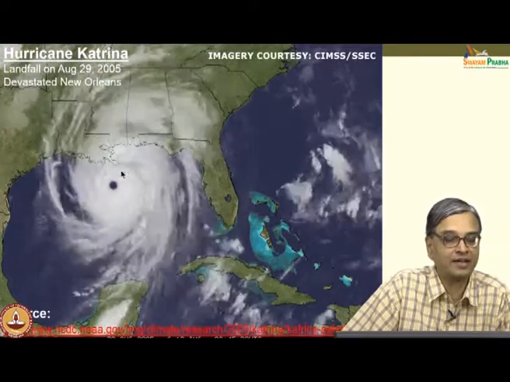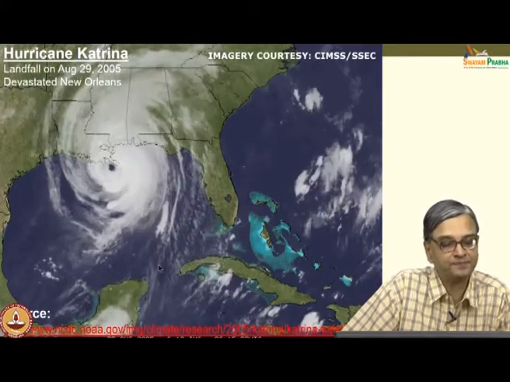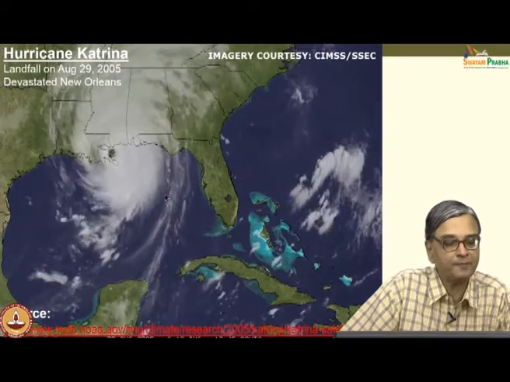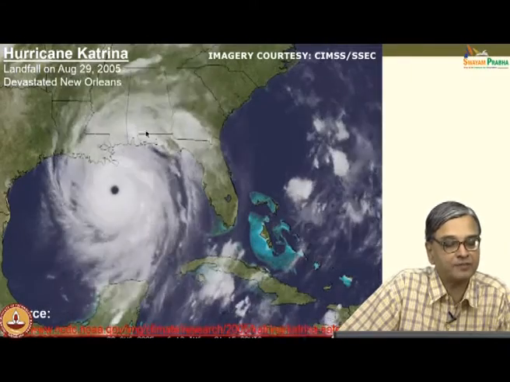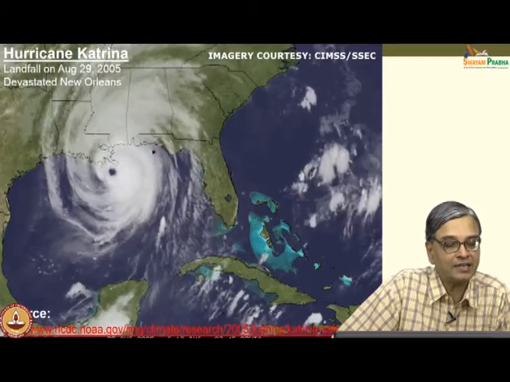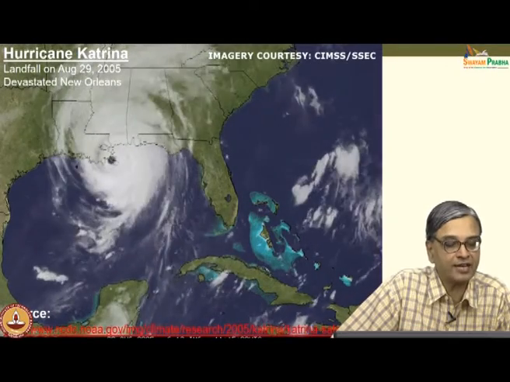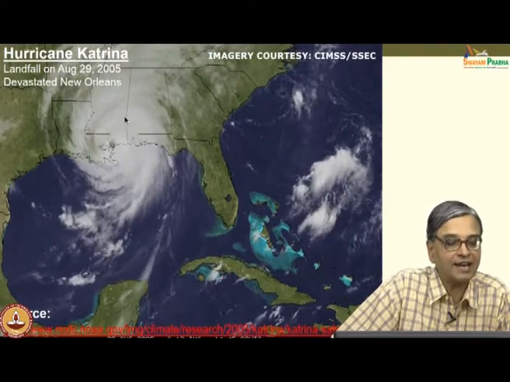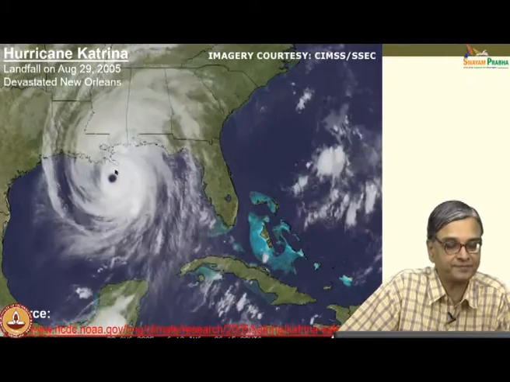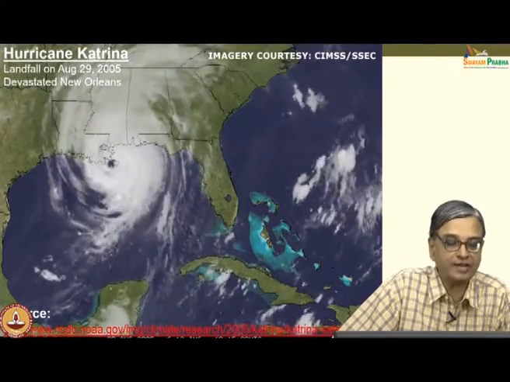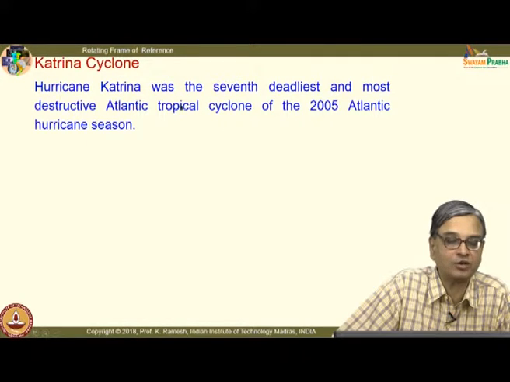So, you have Hurricane Katrina, this is in the northern hemisphere, and you could observe the rotation of this cyclone. It is an anti-clockwise rotation, and there is also data on how severe the cyclone Katrina was. This was the 7th deadliest tropical cyclone of the year 2005.